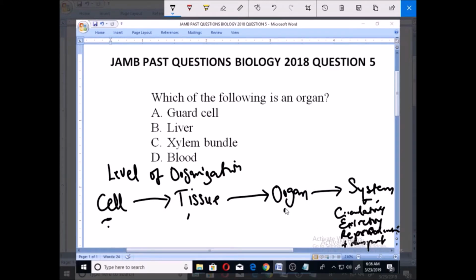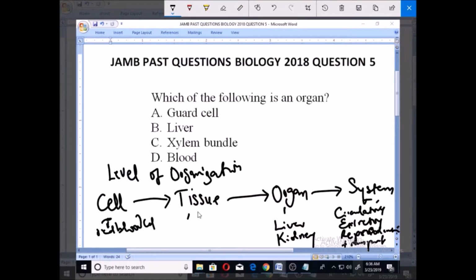Now when you're talking about organ, you're talking about things like the liver. You know what the liver does in the body. Talking about things like the kidney, that's the excretory organ for mammals. Now when you're talking about cells, you're talking about the red blood cells, the white blood cells. That's what we talk about here.